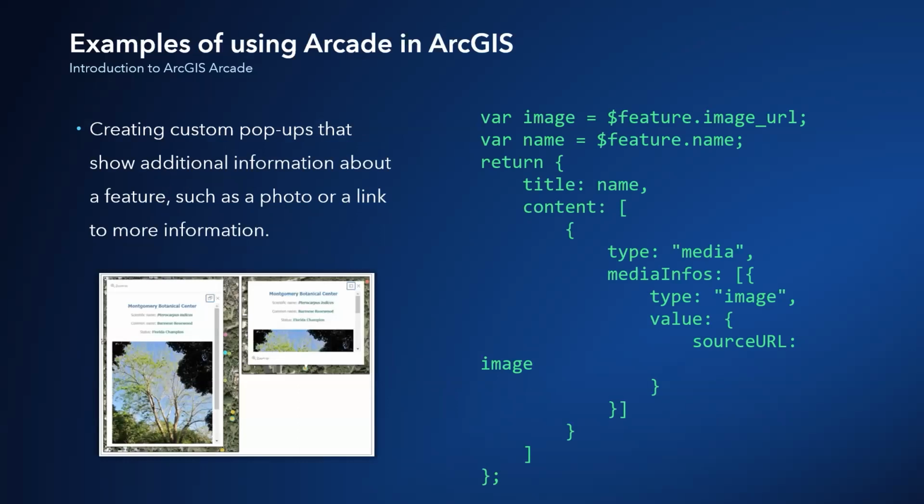Here we can see a little bit more of a complex example that's going to be creating a custom pop-up that includes a photo. And this Arcade code is used to generate a pop-up that displays an image for each feature on a map. And here's how it works.